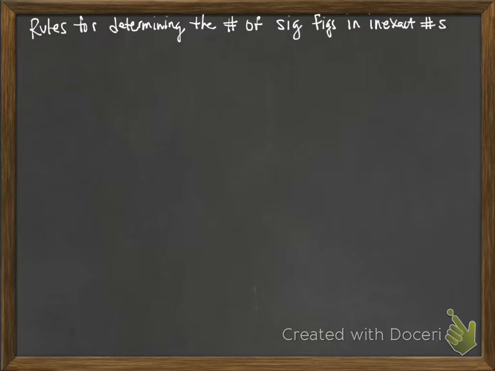Okay, so rule number 1. All non-zero digits are significant. Let's look at an example. Our first example, 1.2 grams. They're all non-zero, so how many Sig Figs are there in that number, in that measurement? That's right, 2. 2 SF, 2 Sig Figs.